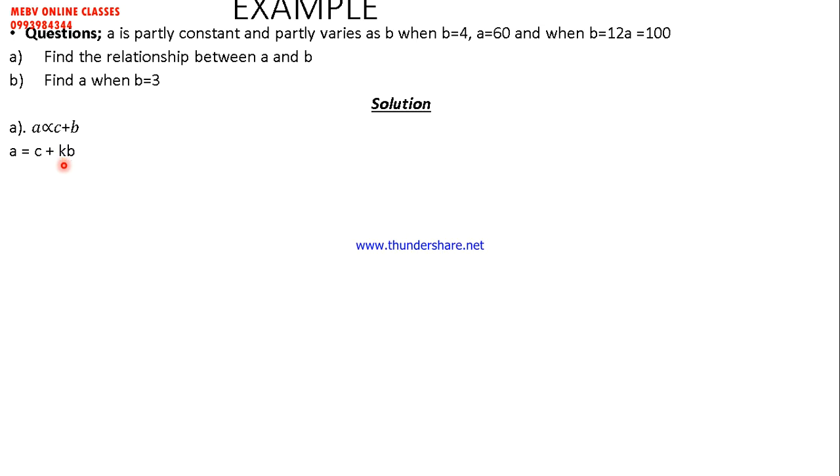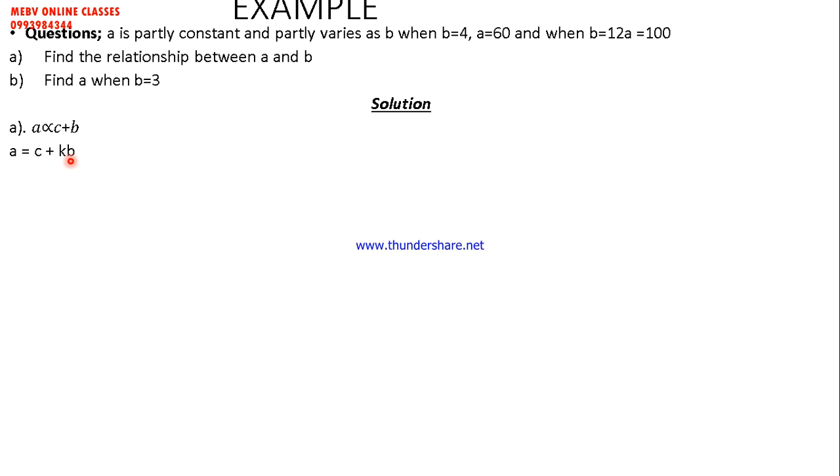Since we introduce constant K after converting this symbol to an equal sign, we are going to have two constants: the already given constant C and the constant that comes after changing the vary symbol into an equal sign. That's why we have A equal to C plus KB.